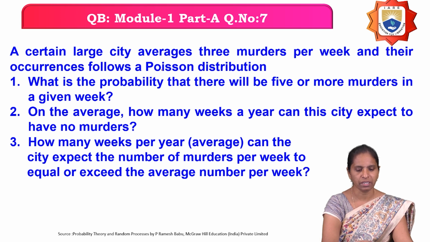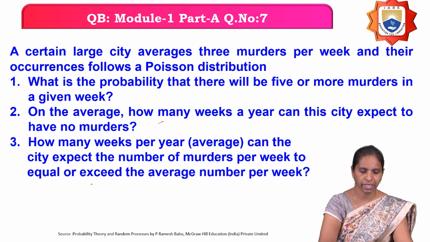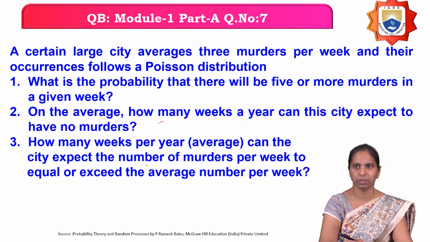Next one: a certain large city averages 3 murders per week and the occurrences follow a Poisson distribution. First question, what is the probability that there will be 5 or more murders in a given week? Second, on the average, how many weeks a year can the city expect to have no murders? And third, how many weeks per year can the city expect the number of murders per week to equal or exceed the average number per week?